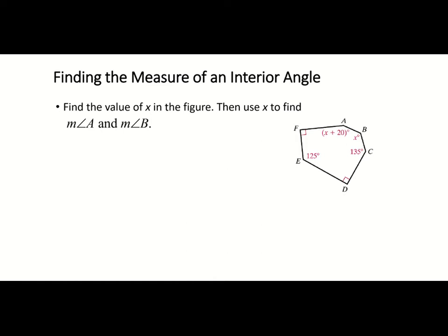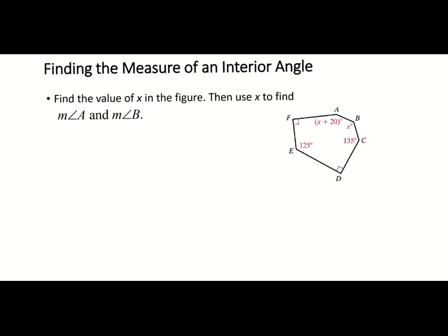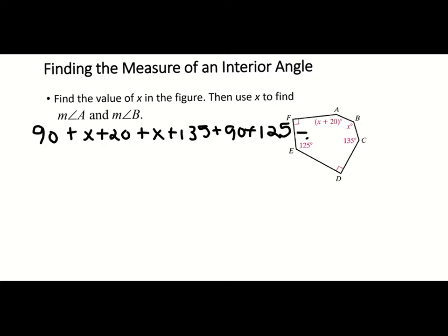All right. So here they want us to find the value of x and then find the measure of angle A and the measure of angle B. Now, I can take all my angles and add them up. So I know F, because it's marked that way, is 90. And then A is x plus 20. B is x. C is 135, D is 90, and E is 125. But I don't know what they equal.